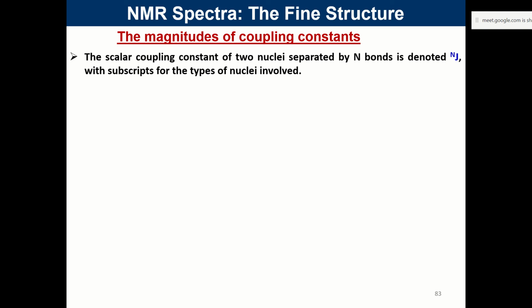So I have given you a little bit of the recap of what we did last class and what we are going to do next. So magnitude of coupling constant, the equivalence, the chemical equivalent, magnetically equivalent nuclei, non-equivalent nuclei. These are the things that we should learn in the next class.